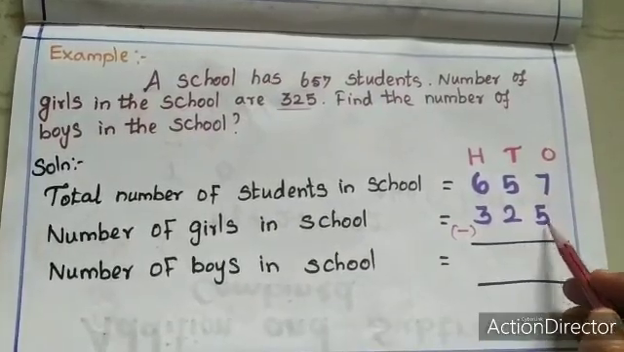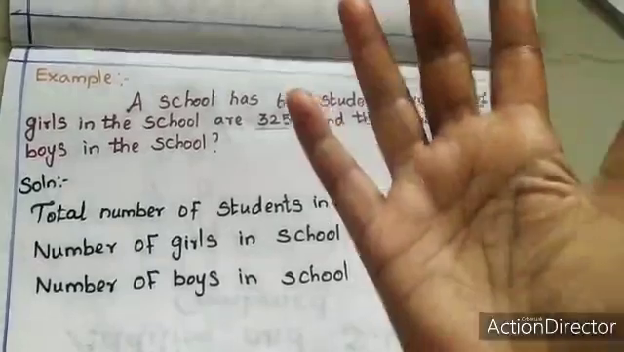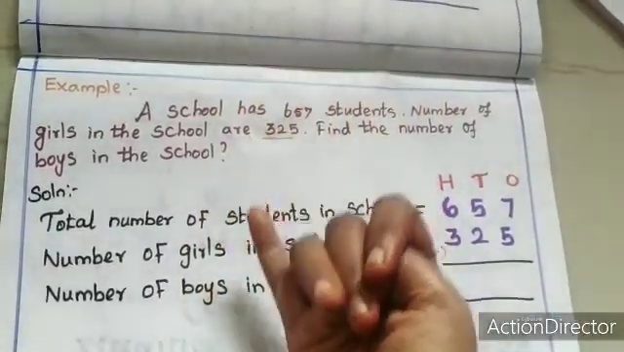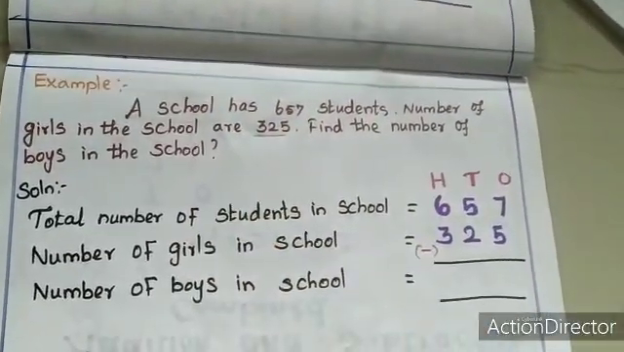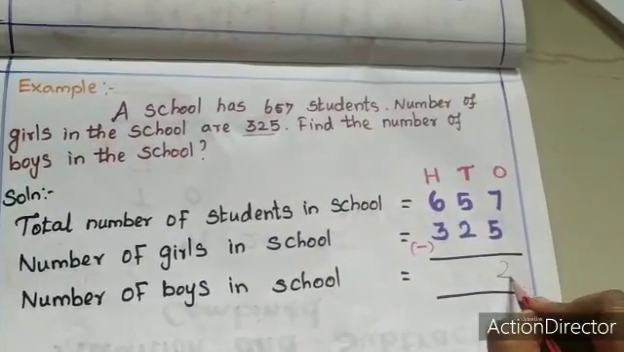7 minus 5. That means subtract 5 from 7. So 7 in the mind, 5 in the finger. 7 before 6, 5, 4, 3, 2. So what is the answer? 2. So 2 write in the ones column.